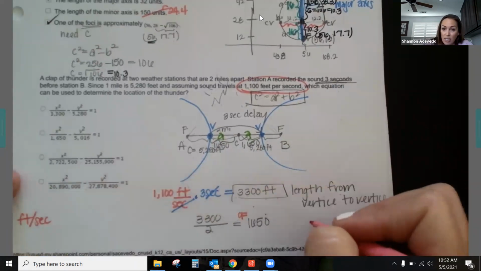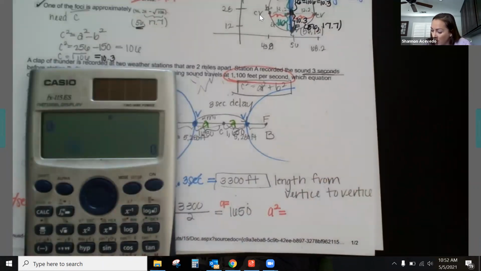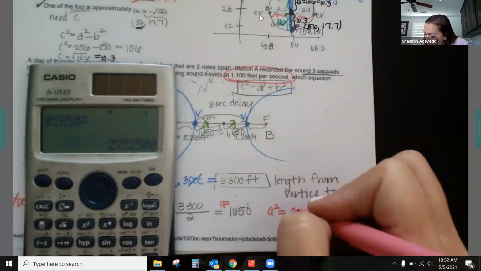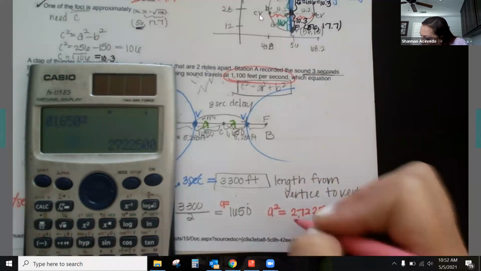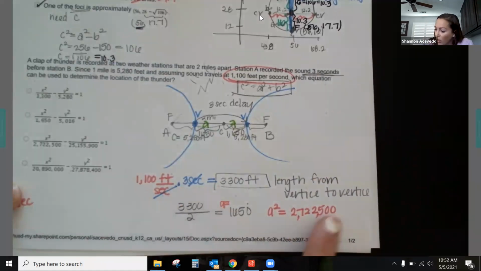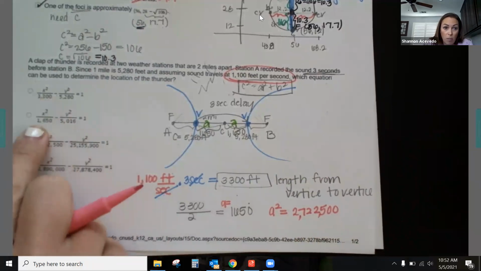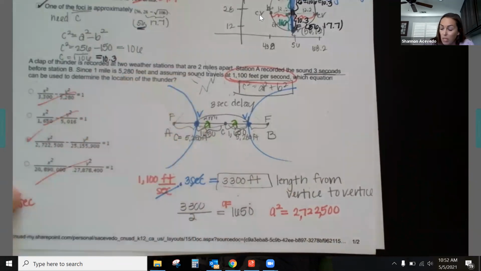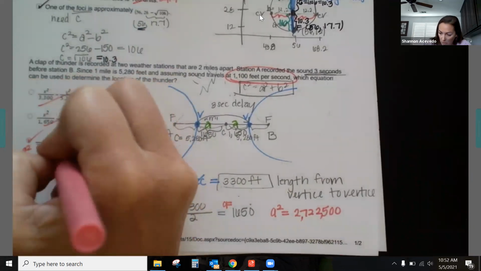So if A is 1650, then A squared is going to equal 2,722,500. So I could look here and I can see, well, this isn't squared, so it can't be this one. This doesn't even match. And this number is too big. So I can see right away it's going to be this one, but I want to double check my math. So this would be my A squared. This would be my B squared.